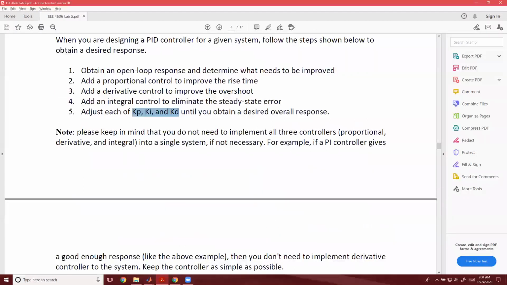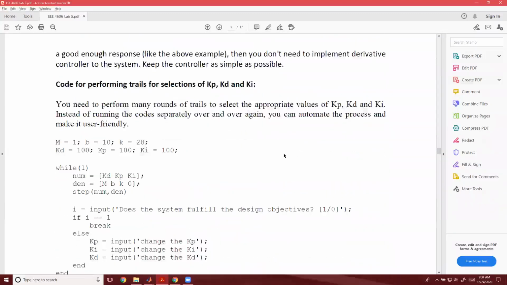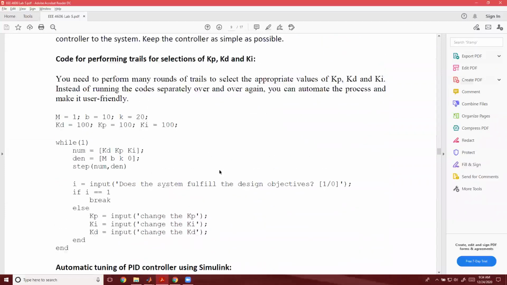We can use a loop for that, right? We can insert a loop in our code. So we change our value of Kp, Ki, and Kd each time and see what type of output we get. It will be pretty easy if we insert a loop. So that's what we're doing in this code. We have our original M and K values, and we have an initial value of Kd, Kp, and Ki equal to 100 each. Okay. So what does this line do, while 1? Devin?